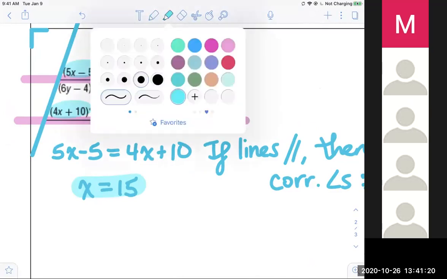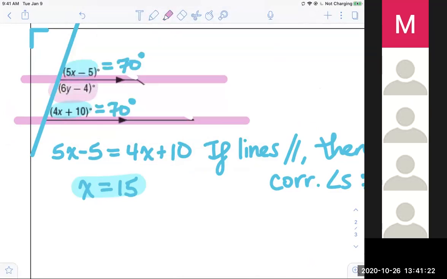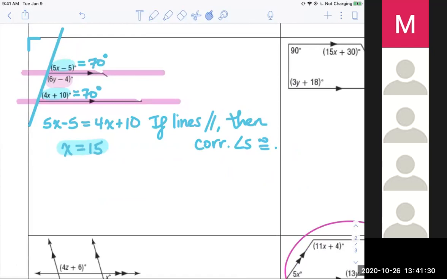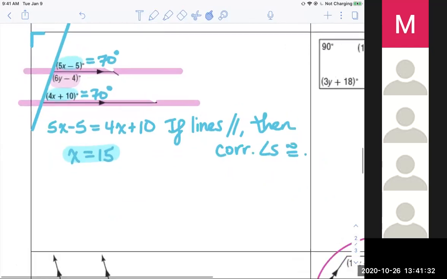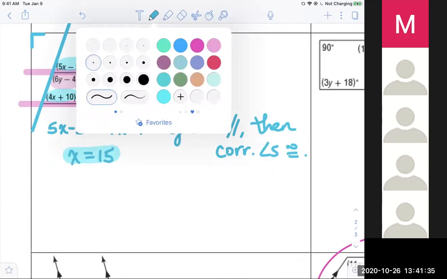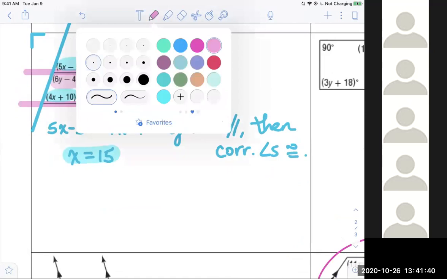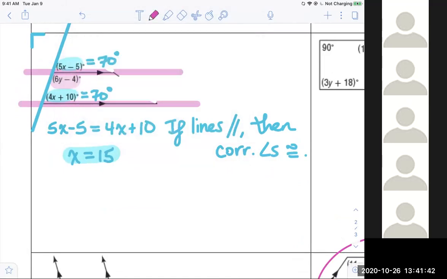Now I need to figure out this y value. So I need an equation that will involve the y expression somehow. Kendall, can you give me an equation to find y? Would you add the 5x minus 5 and the 4x plus 12 and then subtract the 6y minus 4 and then make it equal to 180?